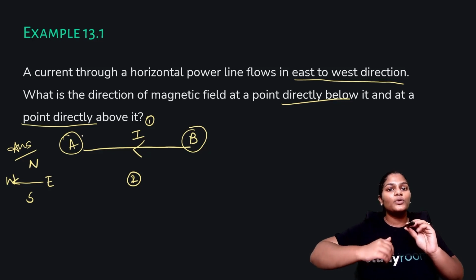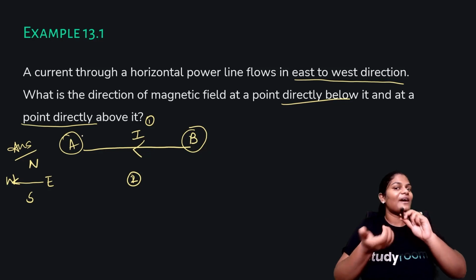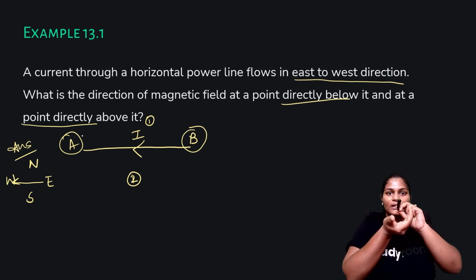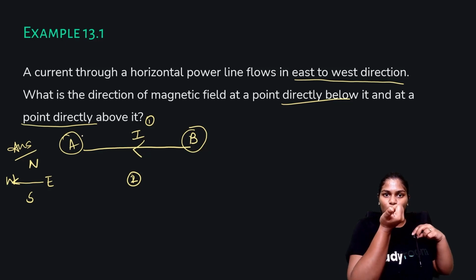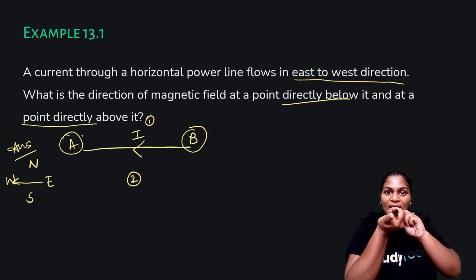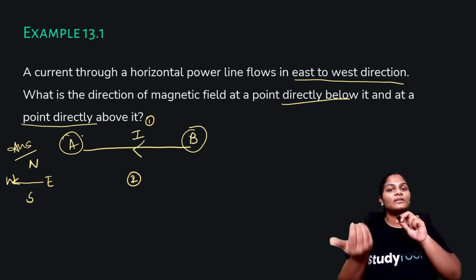So what do I do? I imagine that I'm holding the wire. I don't actually go and hold it, but even if this wire is not there, I imagine I'm holding it like this. I hold it in a way that my thumb is pointing in the direction of the current, right? Now I apply the right hand thumb rule.